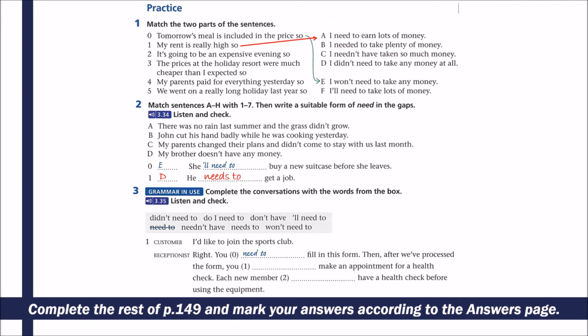Exercise 3. You have a number of options, but they are just the different tense forms of need, so you just have to see which tense fits the sentence better. For question 1, after we've processed the form, there's a next step that is necessary. So the answer should be will need to. Question 2 describes a necessary procedure each new member has to do. It's a fact, so we use the present simple needs to.